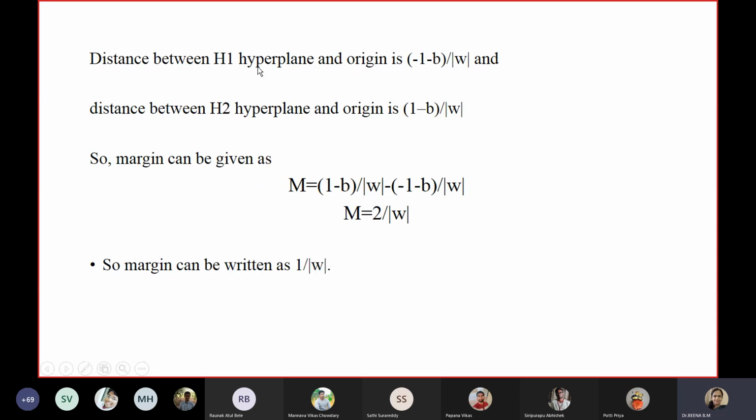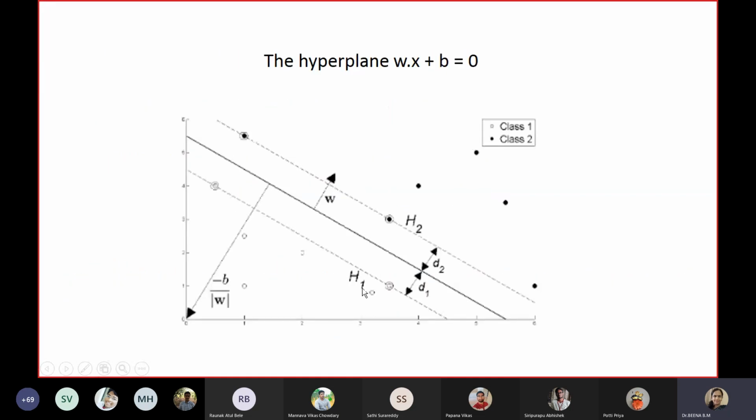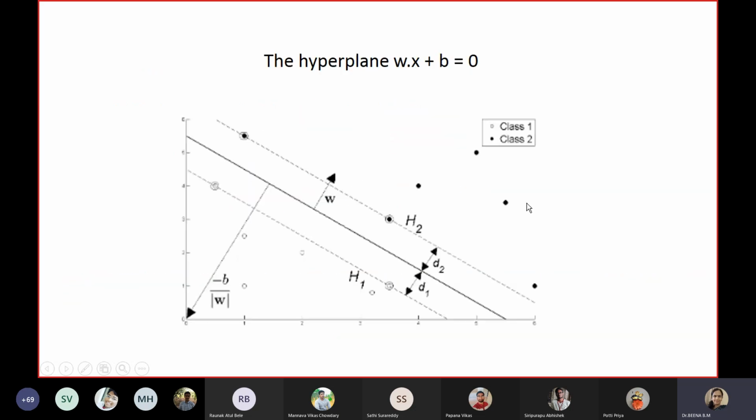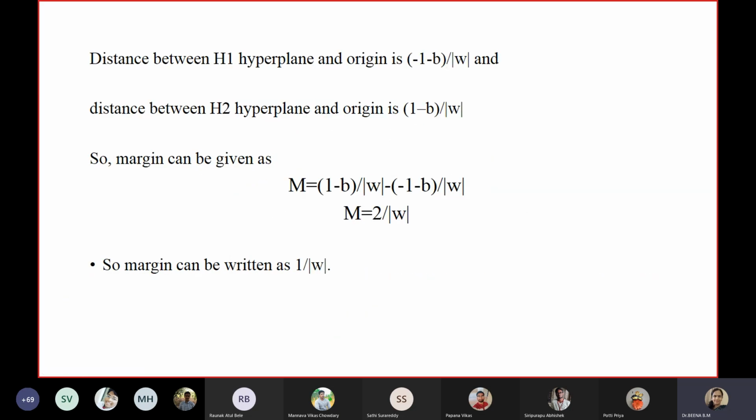So the distance between hyperplane H1 and the origin, what is the distance here? -1, because for H1 the value is equal to -1, right? So the distance is (-1 minus b) divided by the modulus of w, and the distance between the H2 hyperplane and the origin is (1 minus b) by |w|. You can go through this diagram. So this is the distance value. And how can the overall margin be specified?